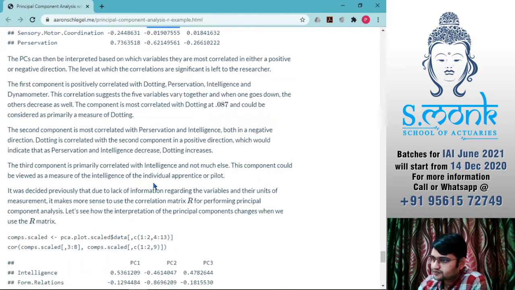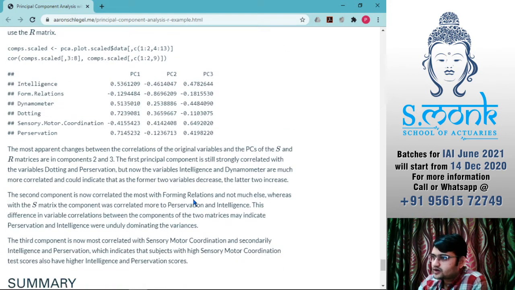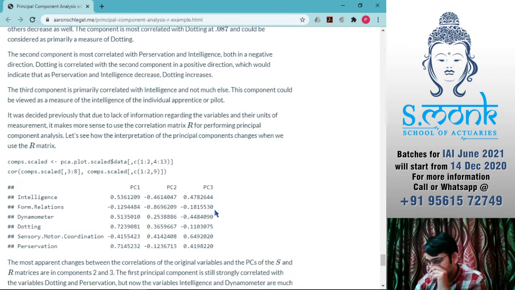This is a relationship. The third component is primarily correlated with intelligence and not much else. This component could be viewed as a measure of the intelligence of the individual apprentice or pilot. It was decided previously that due to lack of information regarding the variables and their units of measurement, it makes more sense to use the correlation matrix R for performing principal component analysis. That is not part of our course anyway, so we will not go too much into that.